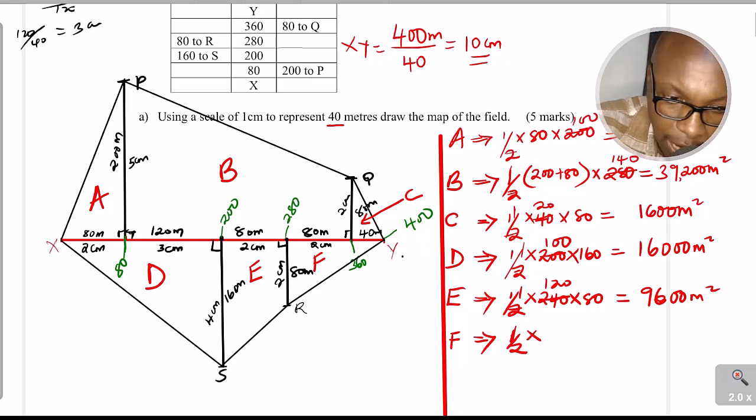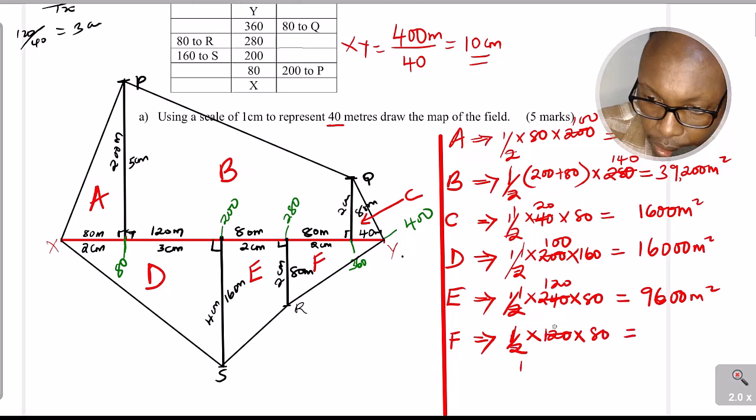Then for shape F, F is a triangle, half times the base. The base is here, so the base is 80 plus 40, that would be 120, times the height. The height is here, 80 meters. So 1 by 2 times 120 is 60, and this will give 4,800 meters squared.